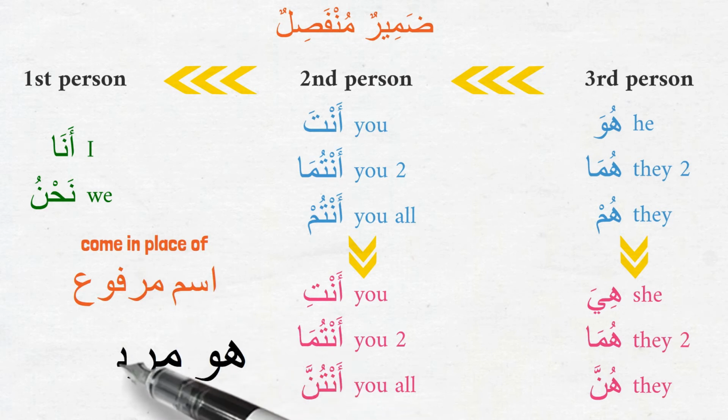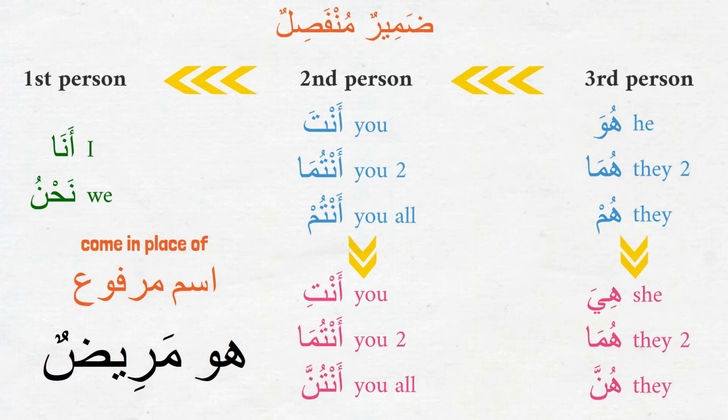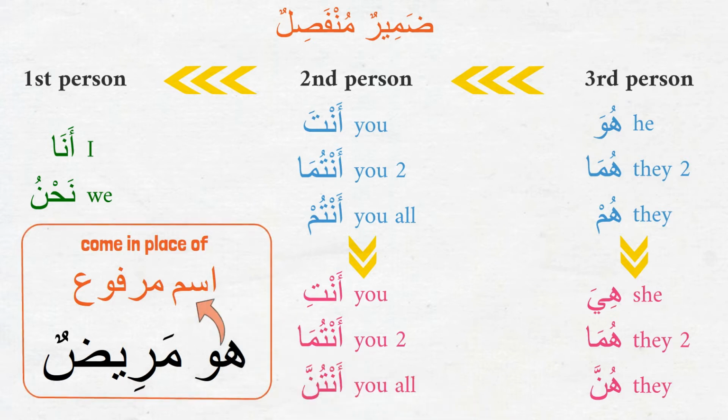Here's an example usage. هو مريض. He is sick. Here we know that huwa is marfu' because it is the mubtada of the sentence. We know that the mubtada of the ismiyyah sentences are marfu'. The other way to look at it is that the dhomeer huwa is coming in place of a marfu' ism like Yasirun or Aliyun.